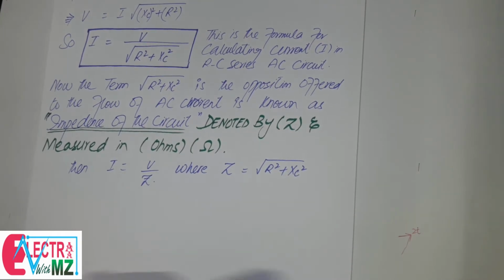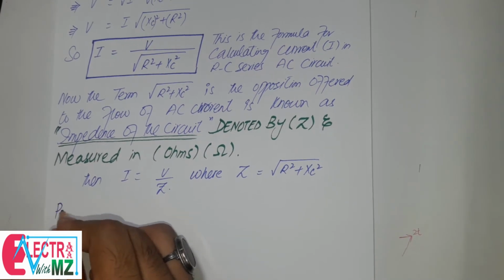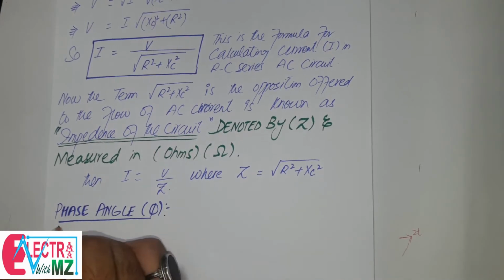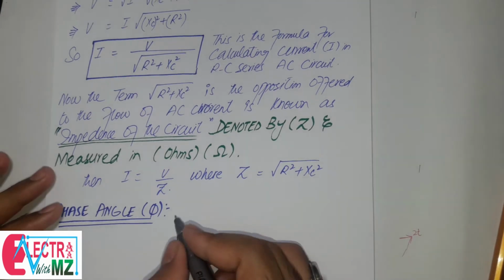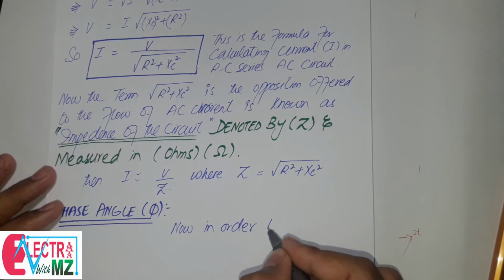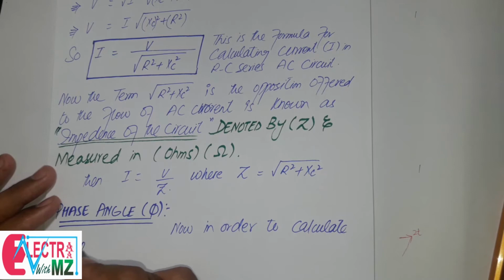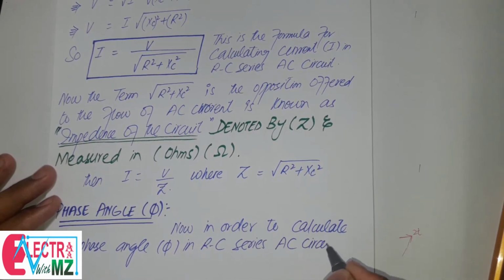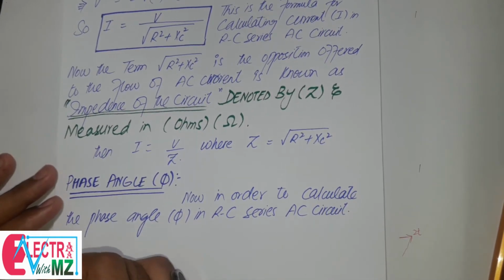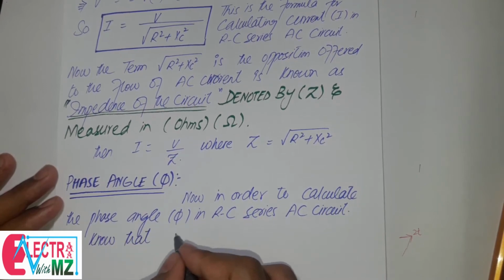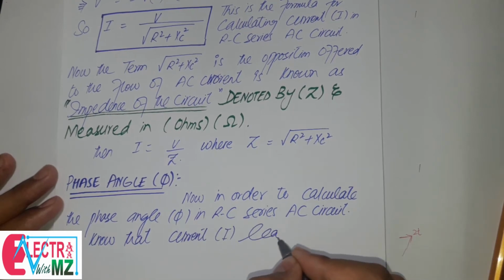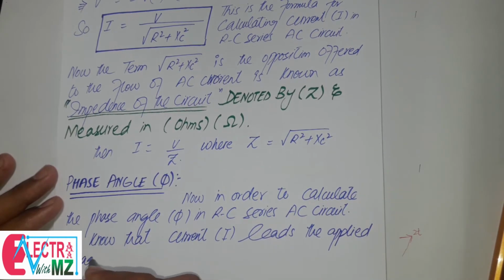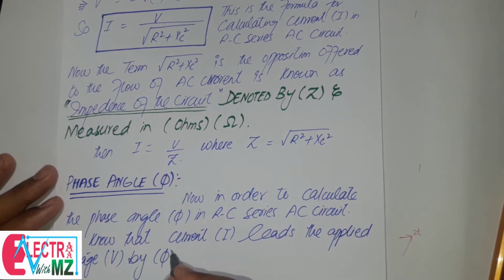Now we discuss how to find out the phase angle phi in case of RC series AC circuit. So now in order to calculate the phase angle phi in RC series AC circuit, we know that current I leads the applied voltage V by angle phi.